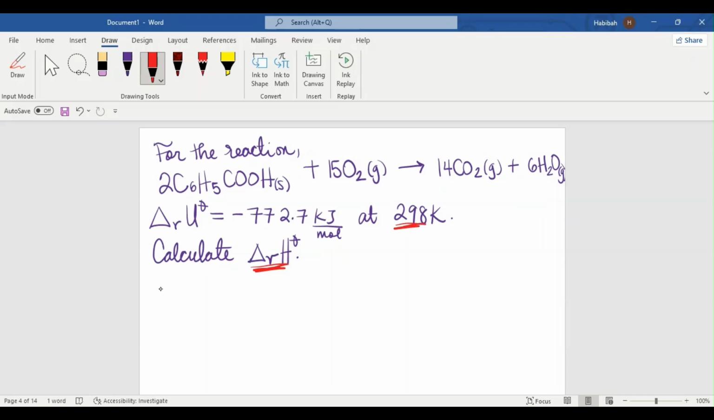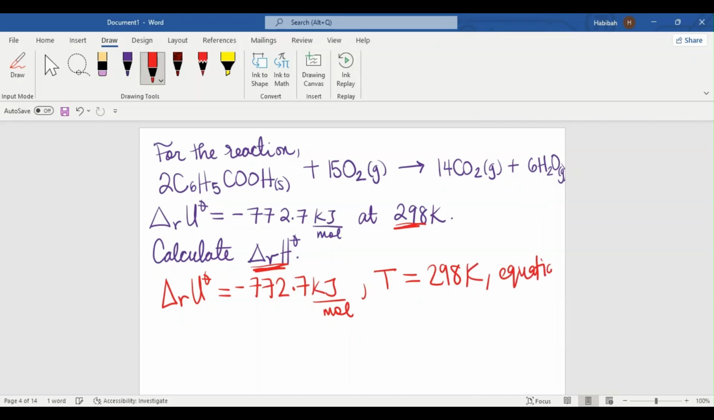So basically, we've been given the change in internal energy of the reaction to be negative 772.7 kilojoule per mole. And we have been given the temperature, which is 298 Kelvin, as well as we've been given the equation.